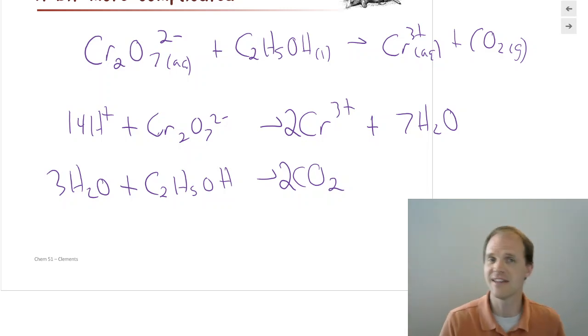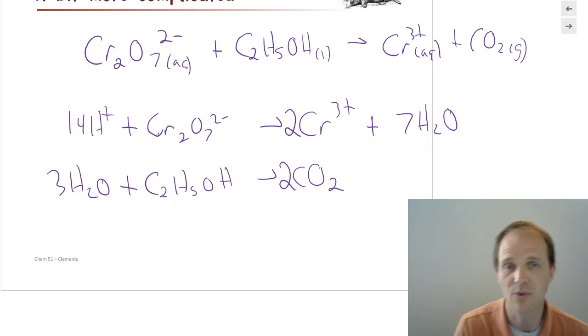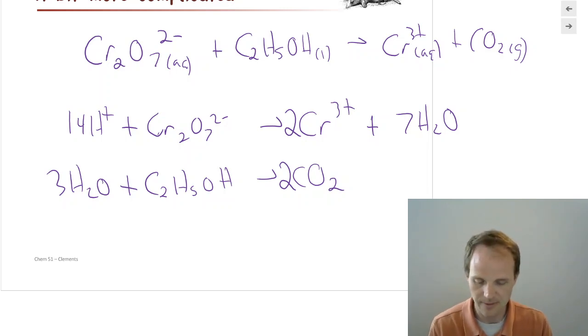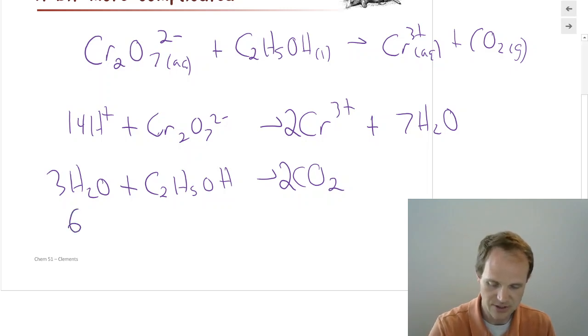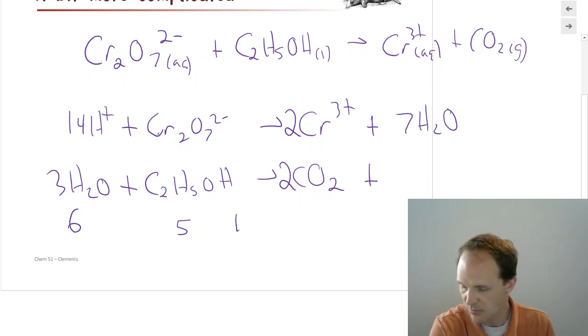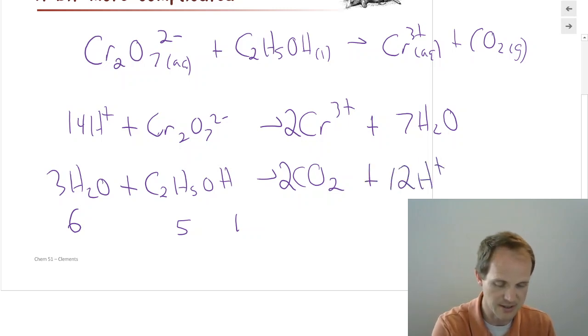You shouldn't get 742, but don't worry if you're getting some relatively large coefficients, especially for the hydrogen. It's really, really common. On the bottom, what do we got to do? We got to count. We've got 6 hydrogens here, 5 hydrogens here, and 1 over here. So 6 plus 6 is 12, and so we're going to put 12 H pluses on this side.